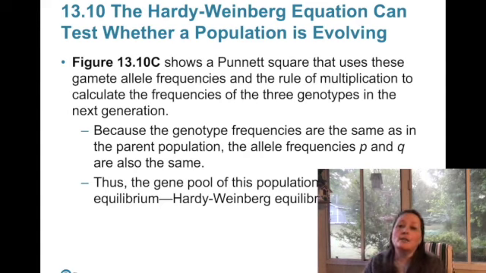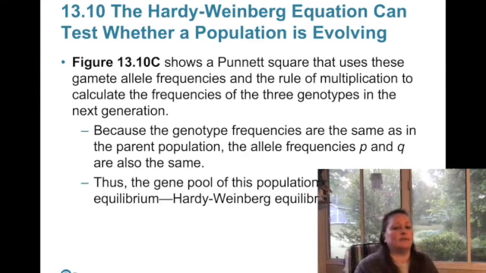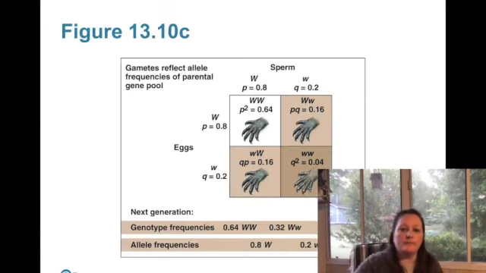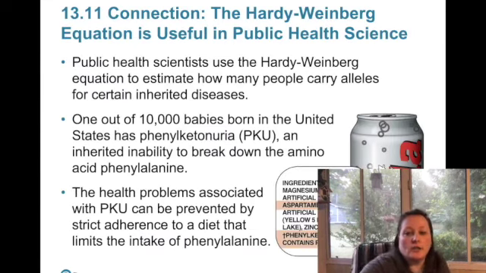Okay, Hardy-Weinberg equation can test whether a population is evolving, just like what we just looked at. You have your Punnett square, use the gamete allele frequencies, and because the genotype frequencies are the same as in the parent population, the allele frequencies are also the same. And the gene pool of this population is in a state of equilibrium, which is the Hardy-Weinberg equilibrium. So if you look at this one, we've got all of our frequencies that we just looked at. The next generation should be about the same. So that's trying to show you equilibrium.